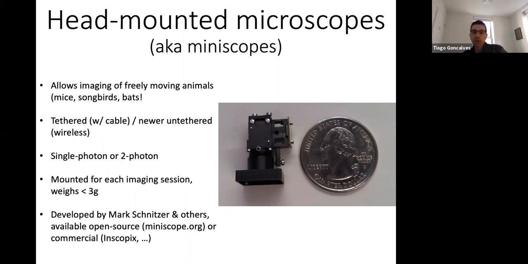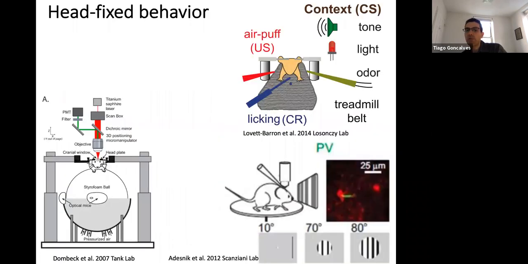And the reason is you can do all sorts of behaviors in head-fixed mice. So obviously, in order to image in a 2-photon microscope, you need to fix the mice. So the mice are physically attached, and they need to be trained to engage in certain tasks, or they need to be restrained to look at sensory stimulation and so forth.